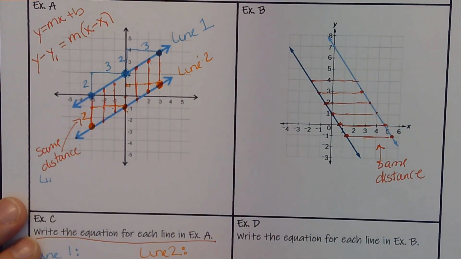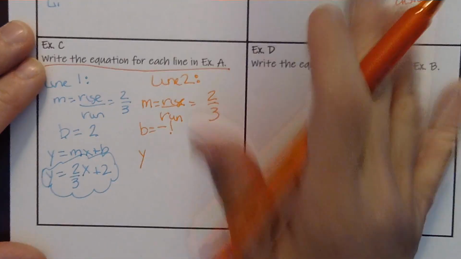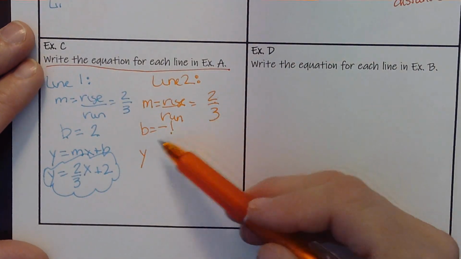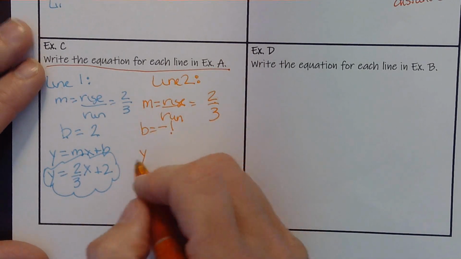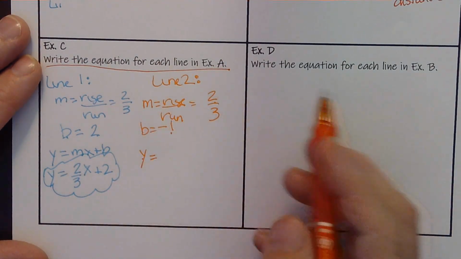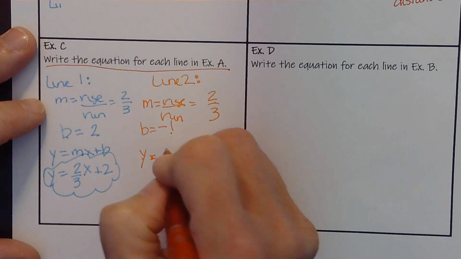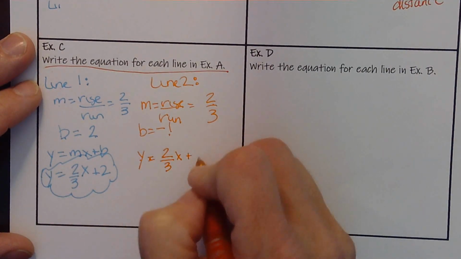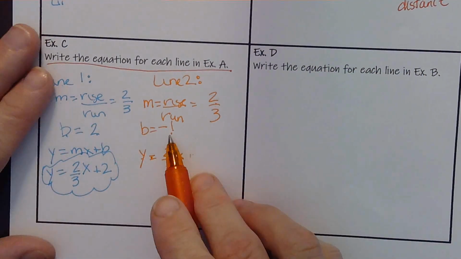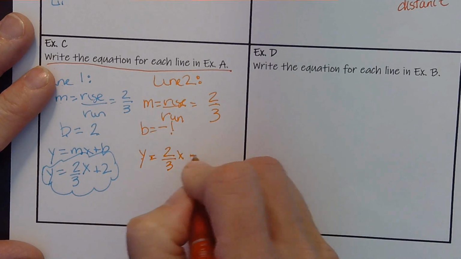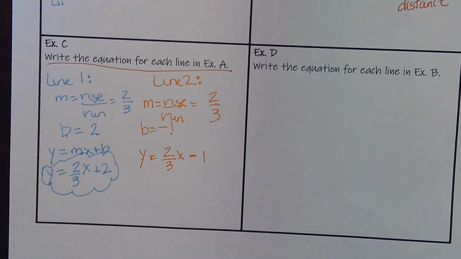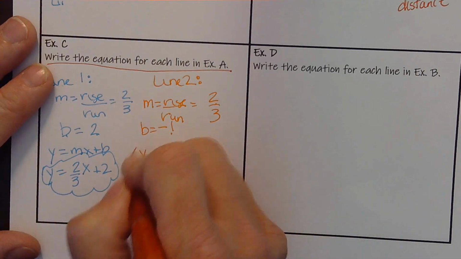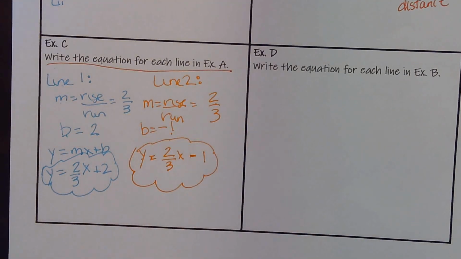So my equation, again, because I have the slope and the y-intercept, I'm going to use slope-intercept form to write my equation, and that will be y equals 2/3 x plus, nope, that's not plus. What is b? b is -1, so that's 2/3 x minus 1. And so here's the equation for line number 2.